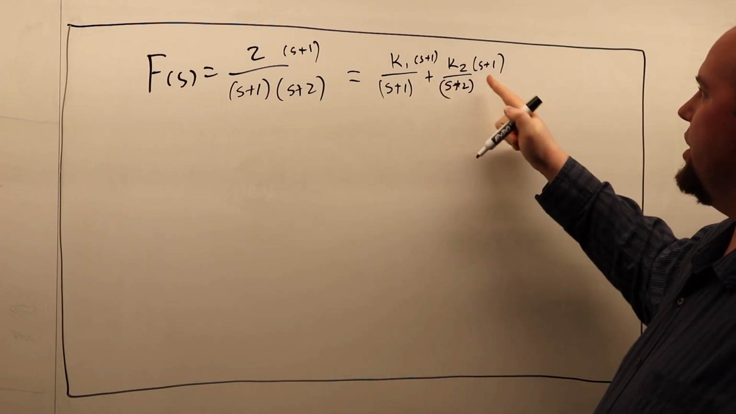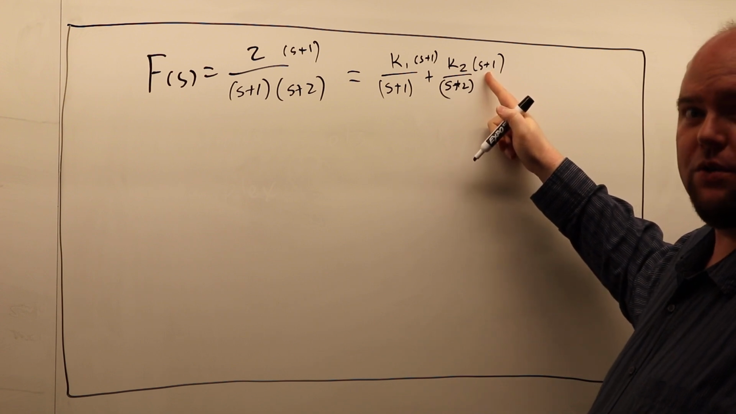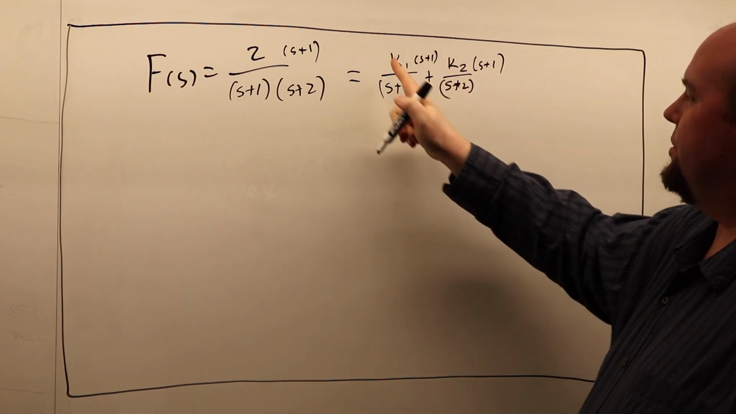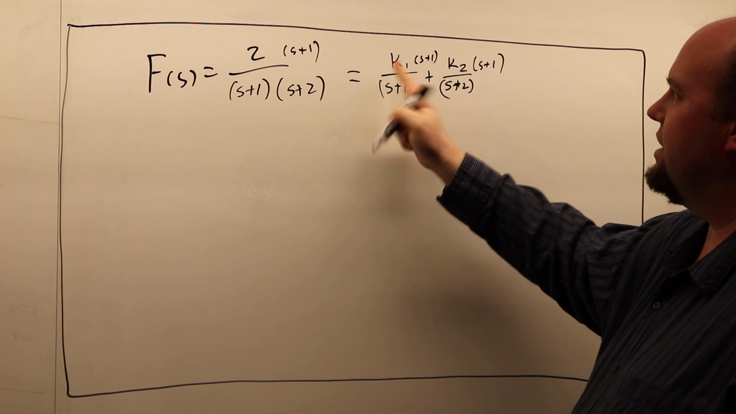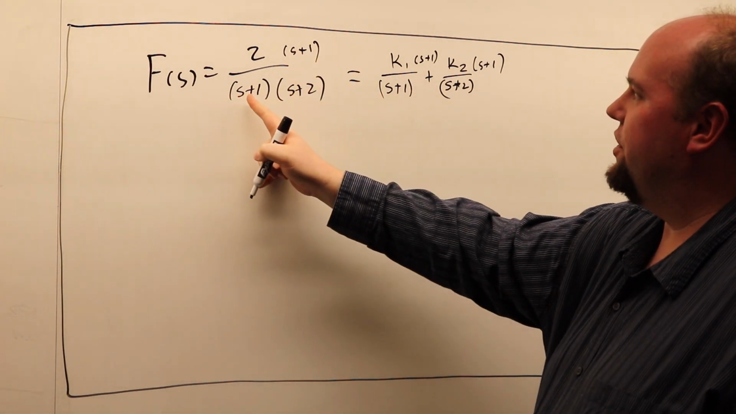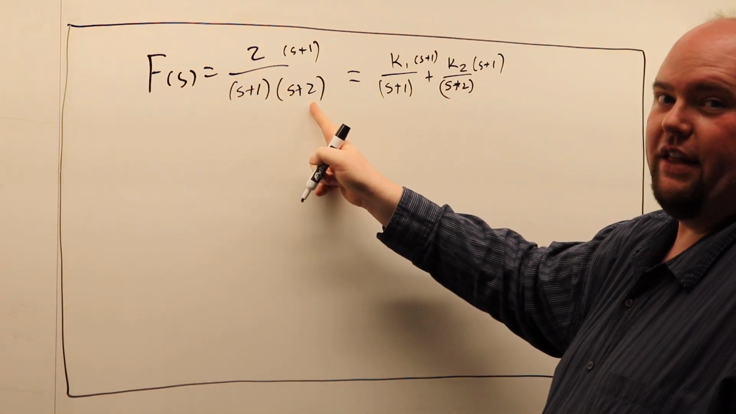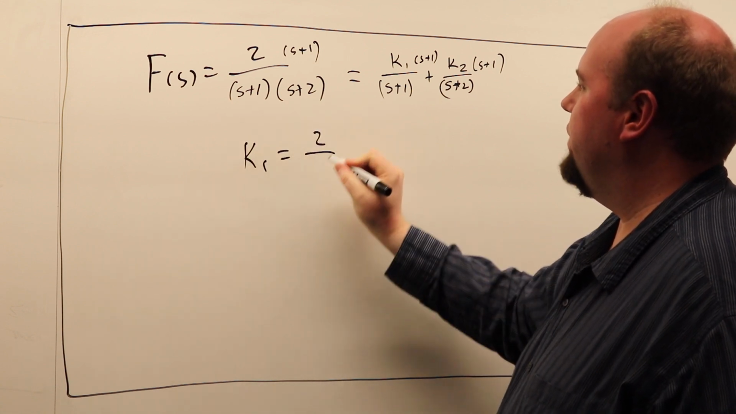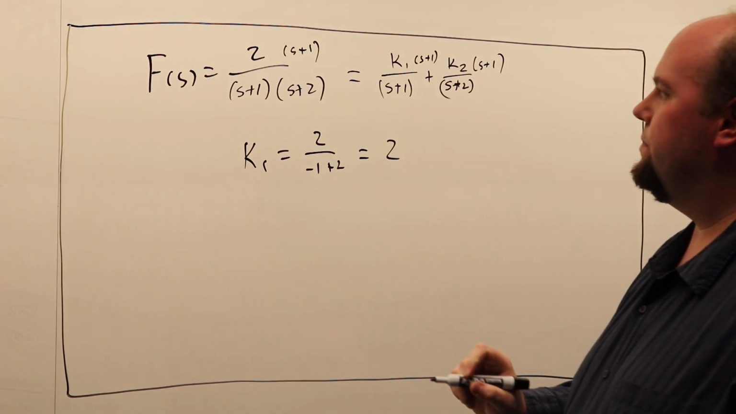So to get rid of the k2, we're going to choose a value of s that wipes it out. In this case, to make a 0 in the numerator, if we choose s equals -1, then that'll wipe out this term. So if s is equal to -1, this term goes to 0. This term is still k1 because of this cancellation. And we're going to have 2 divided by -1 plus 2. So k1 equals 2 divided by -1 plus 2. That's going to equal 2.